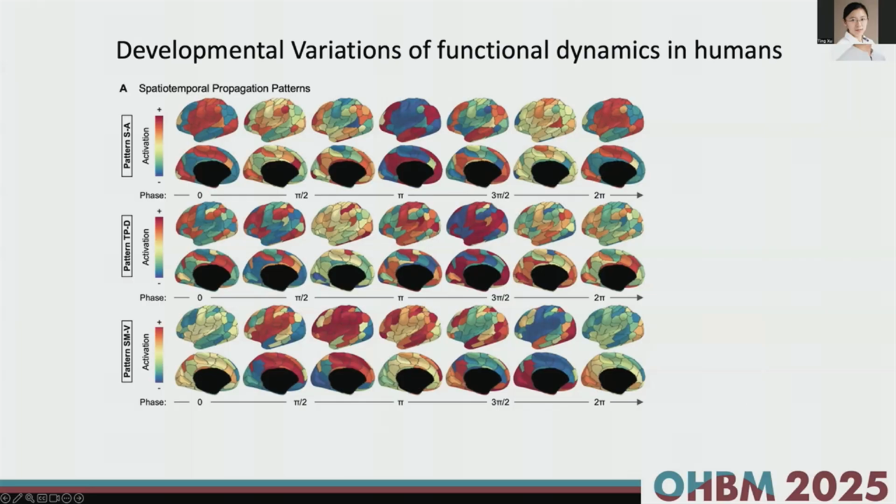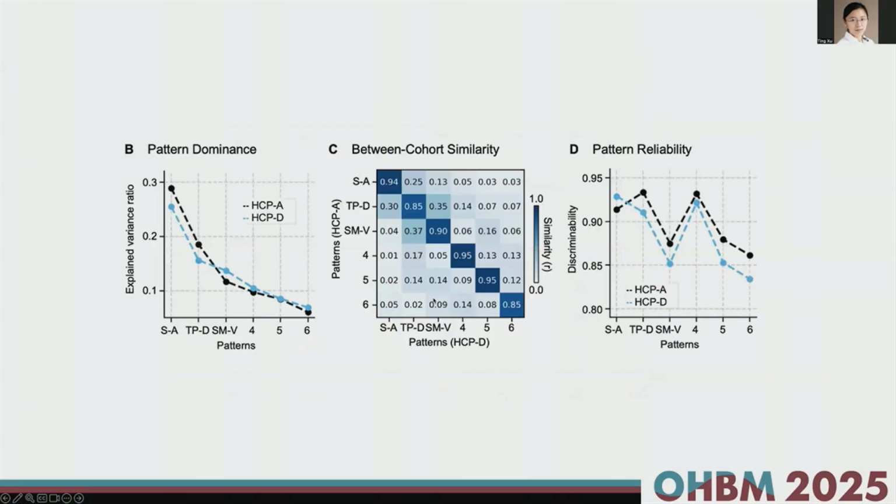So what we show here are the first 3 components captured by complex PCA. The first component is a spatial temporal propagation along the sensory to association axis. The second reflects the dynamics between the task positive networks, like the parietal attention network, and the task negative, like the default network. And the third component is spanning from the visual regions to the motor and the insular regions. Each of these 3 dynamic patterns explains more than 10% of the variance, and in total, they account for over 60% of the total variance, in both the adult cohort and the developmental cohort.